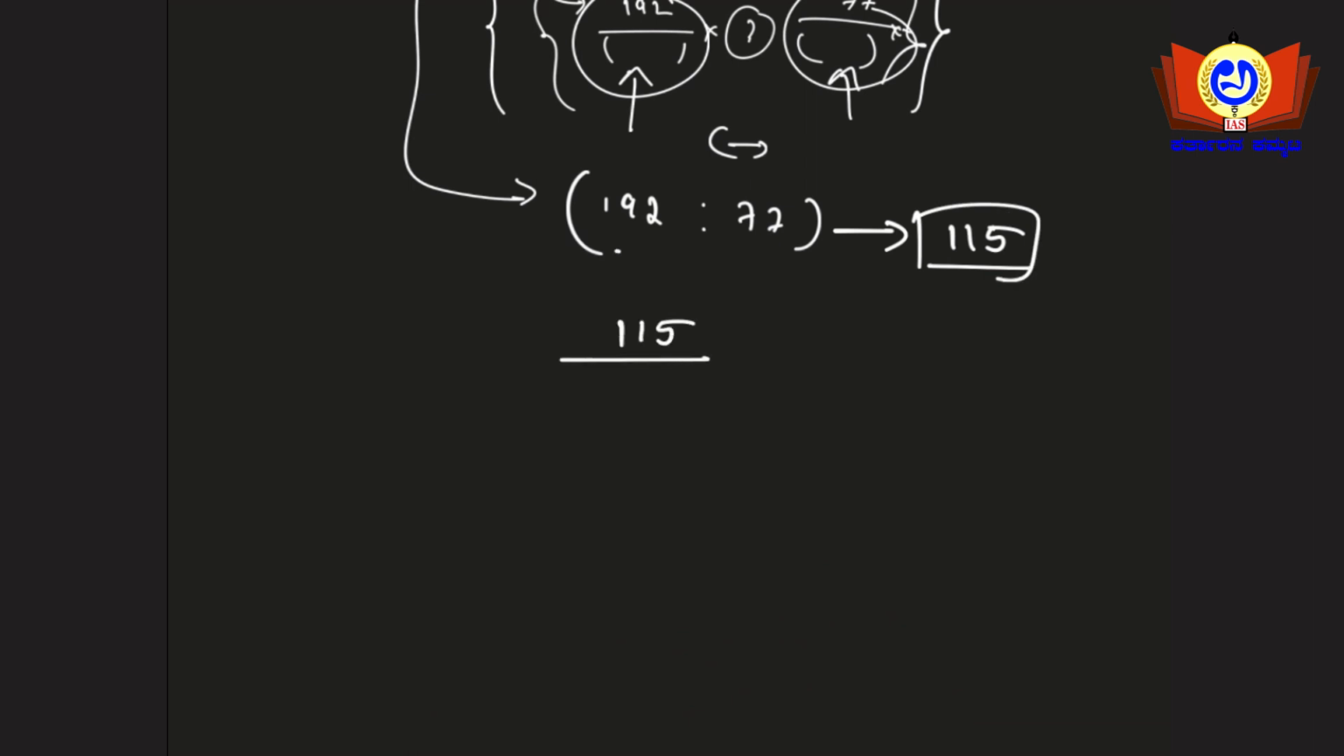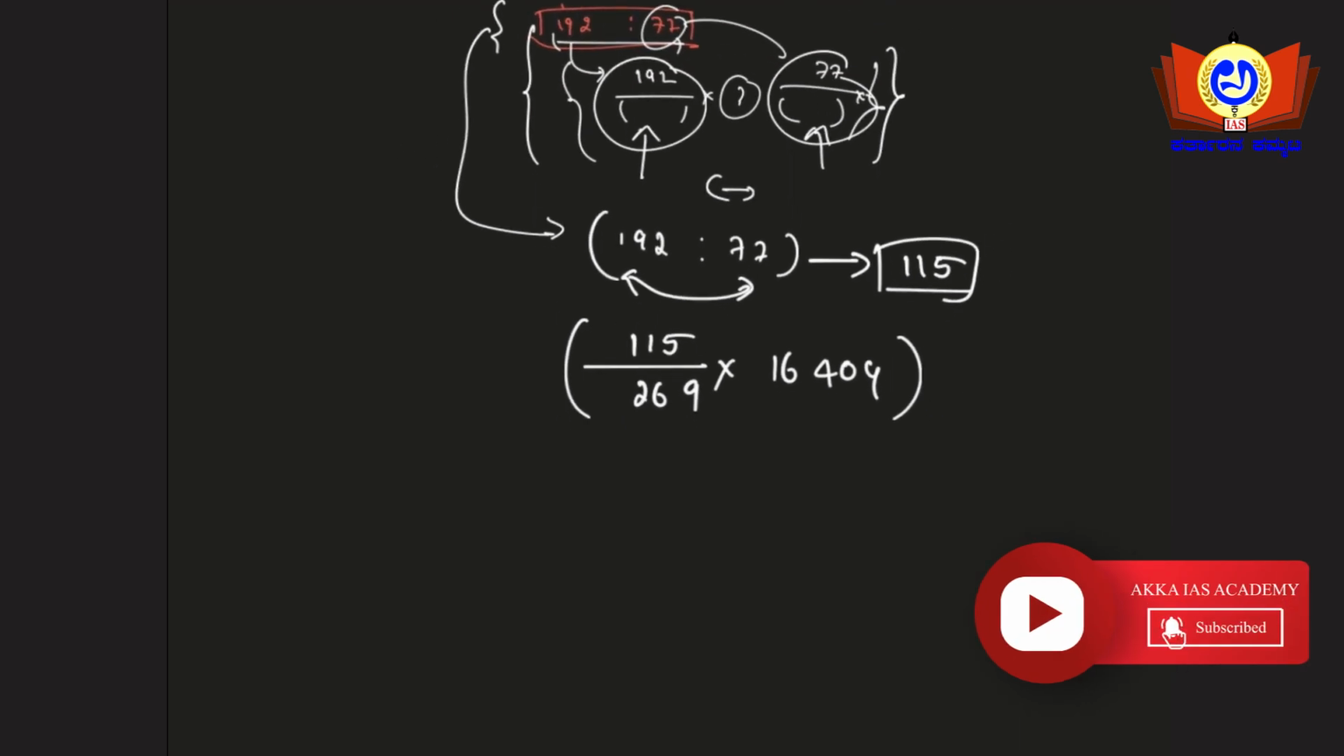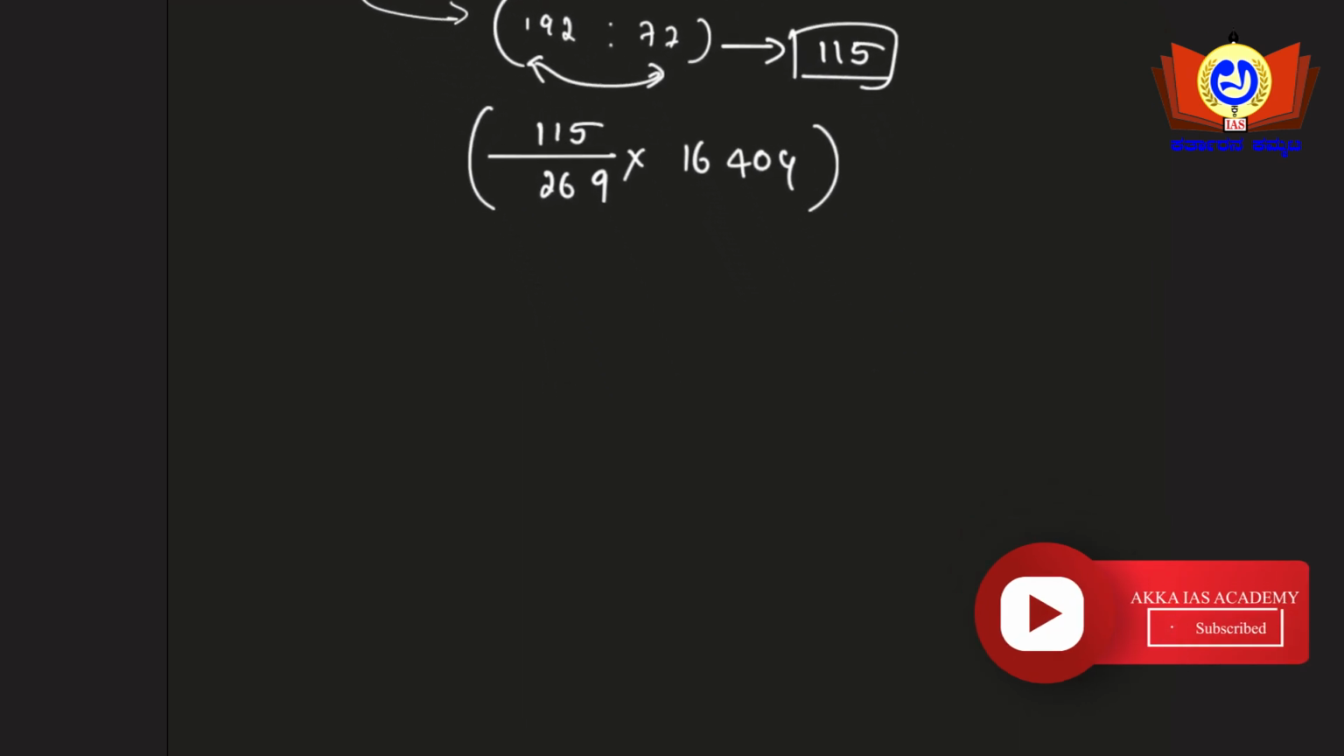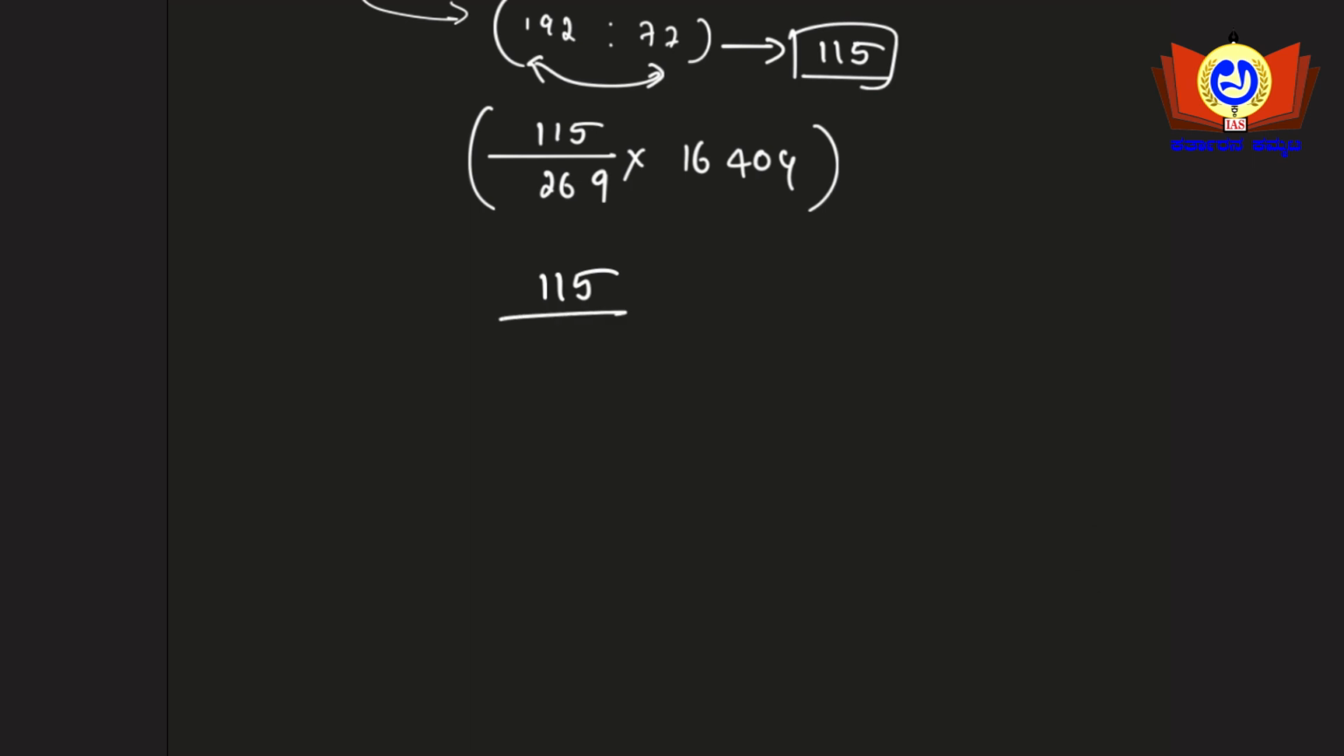115 upon adding 192 and 77, so 9 plus 7 will be 16, 269 will be the total. So what is the total profit here? 16,409. Okay, so I need to solve this equation: 115 upon 269 into 16409.